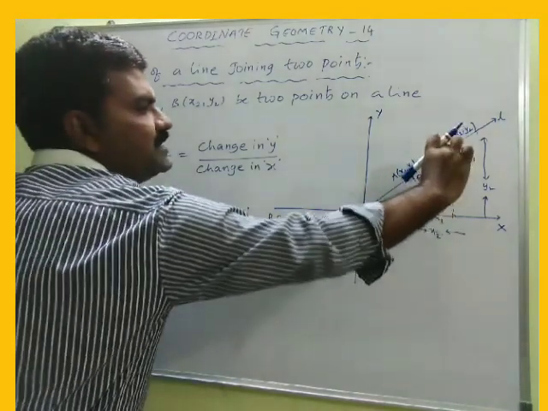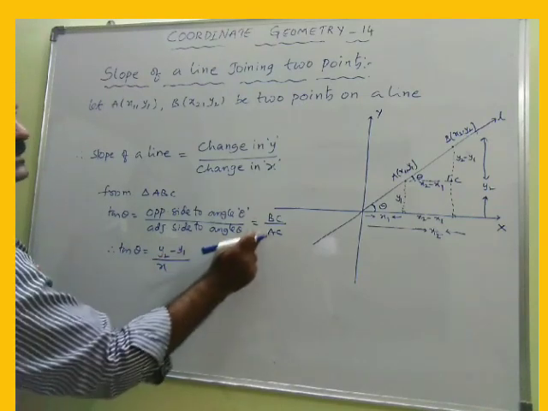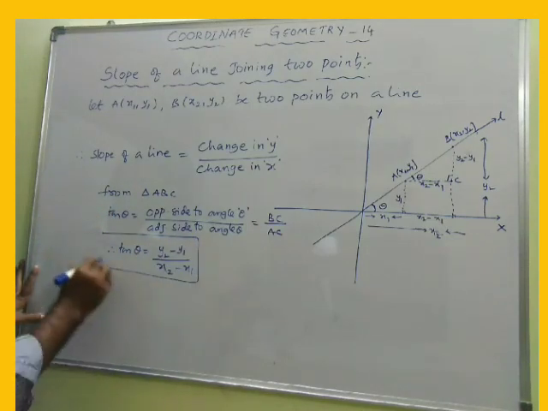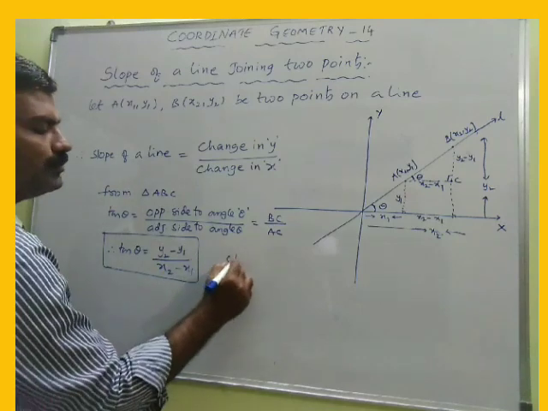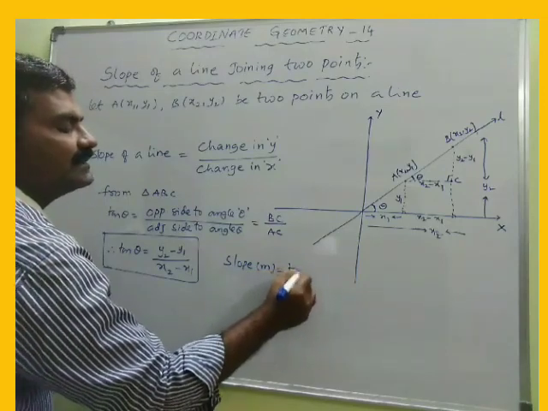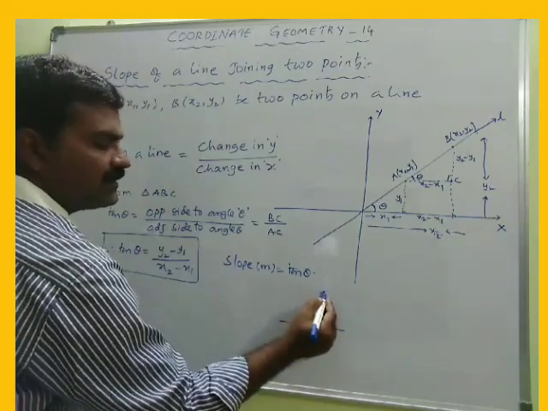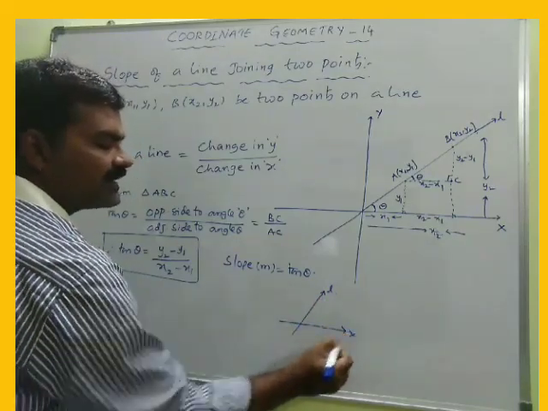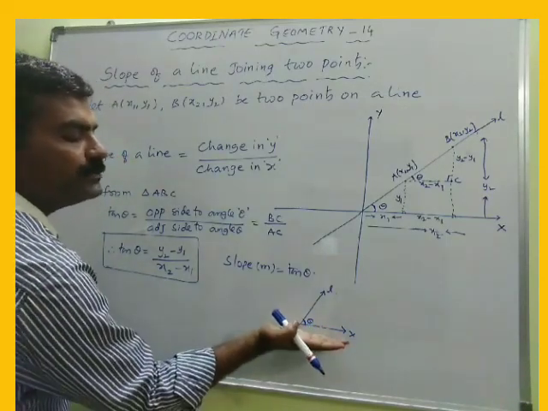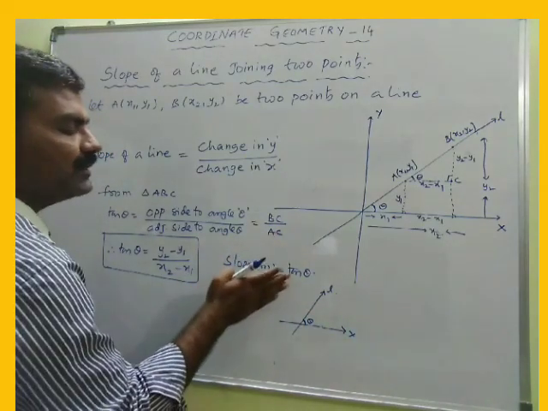But what is the length? BC is nothing but y2 minus y1, and AC is equal to x2 minus x1. So usually the slope of a line is denoted with m, and is defined as tan theta. I mean, say L is any line, let it be the x-axis. If theta is the angle made by the line with the positive direction of the x-axis, then tan theta is called the slope of the line.